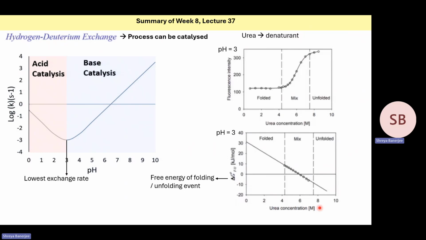As you increase the urea concentration, gradually you have a mixture of folded and unfolded conformations, and eventually the protein is completely unfolded. As the protein unfolds, the delta G decreases till it reaches a minimum when the protein is completely unfolded. So these experiments are generally done at a pH of 3 because we want to study the experiment at the rate when the exchange rate is slowest. So these are different folding experiments.